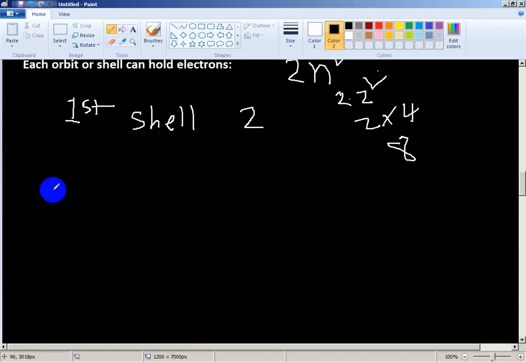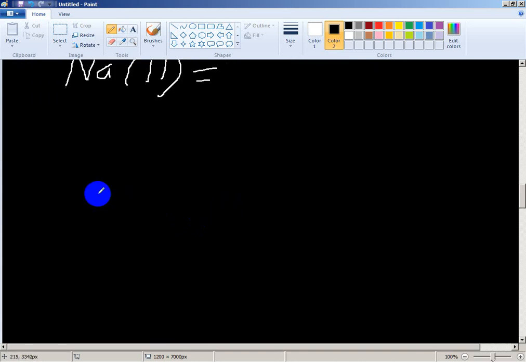So here is sodium. Do you know how many electrons sodium has? Sodium has 11 electrons. So what is electronic configuration? Electronic configuration is the distribution of electrons of an atom of an element among the orbitals.